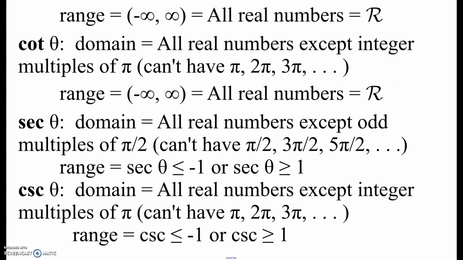Secant has a domain just like tangent, all real numbers except odd multiples of pi over 2. The secant could be any value less than or equal to -1 or greater than or equal to +1. For cosecant, the domain, just like cotangent, all real numbers that are not integer multiples of pi. And the range would be any value less than or equal to -1 or greater than or equal to +1.